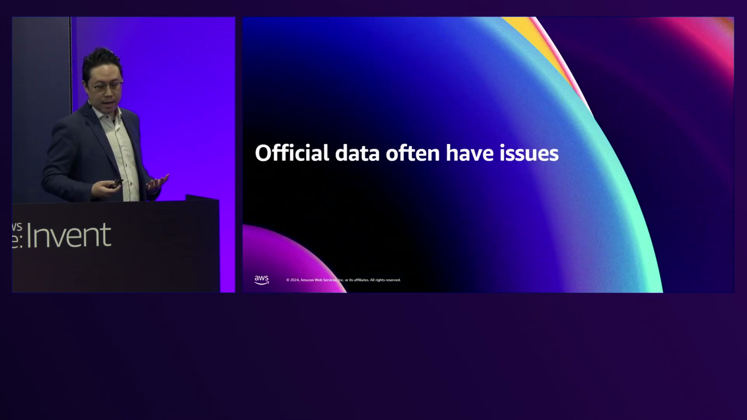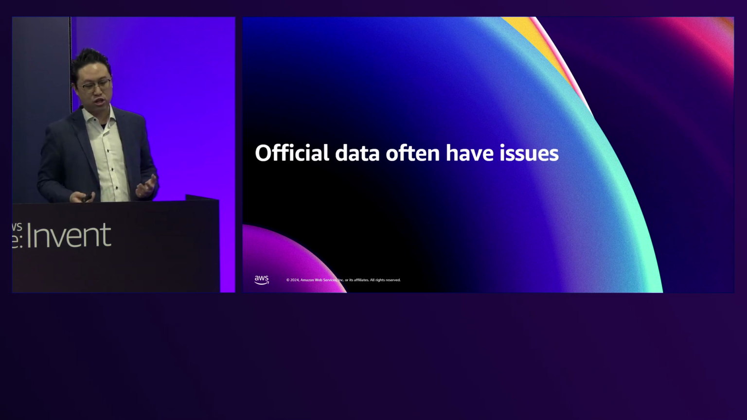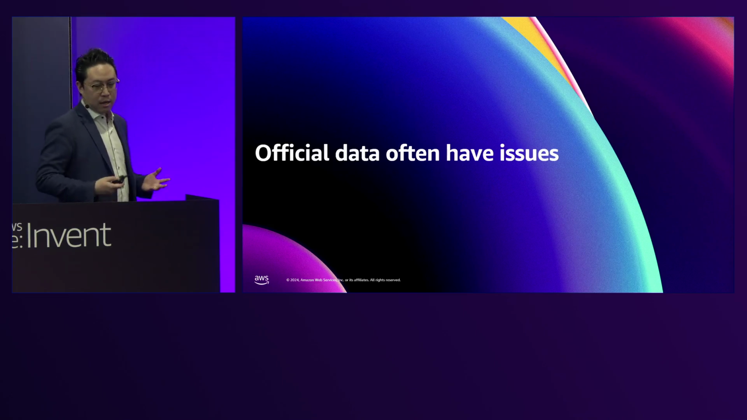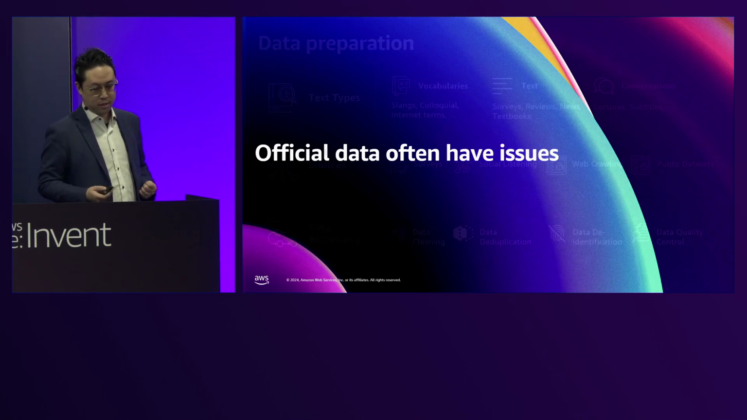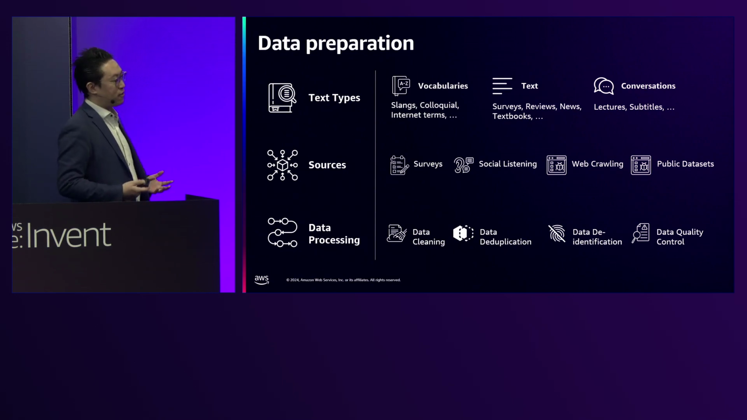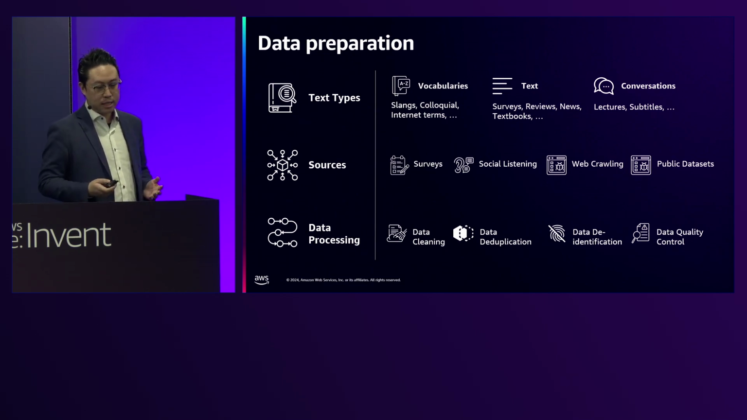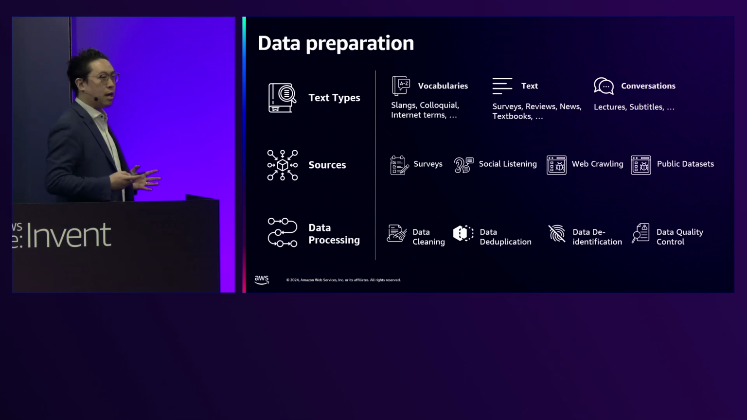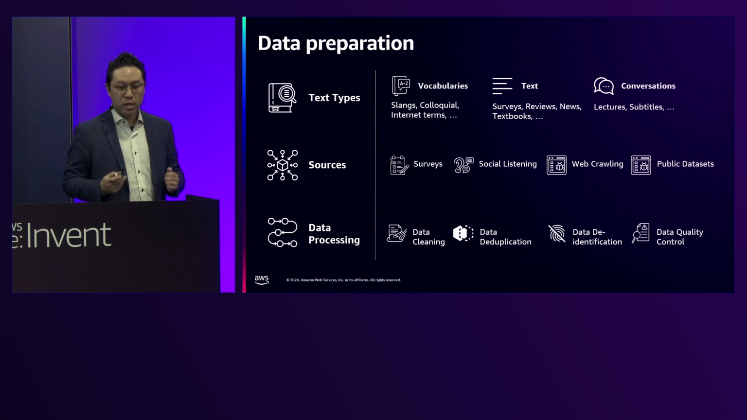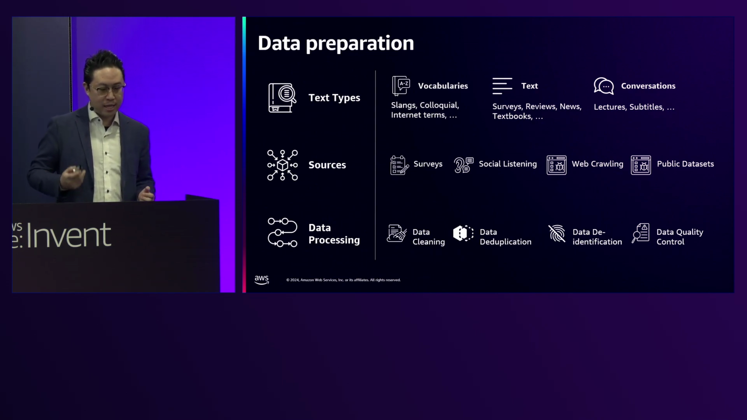When we prepared the training data, we actually faced several challenges, and even official data may have quality issues. So we have been gathering various types of text, such as vocabularies from dictionaries, or text from surveys, reviews, news, and textbooks, and also conversations through subtitles. We utilize different data sources like surveys, social listening, web crawling, and public data sets. And the key part for handling low-resource languages is the data processing. So we need to go through all the data cleaning, data deduplication, de-identification, and also keep track of the quality control to make sure the data set is accurate and representative.